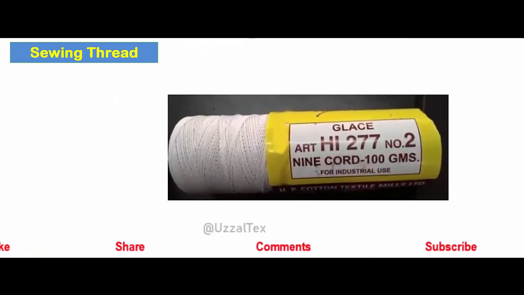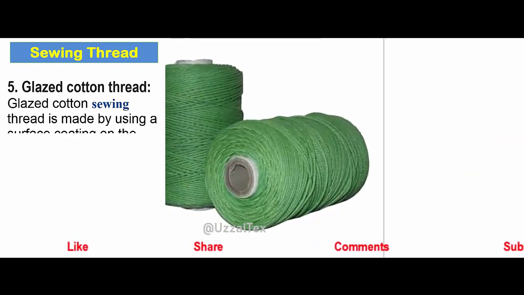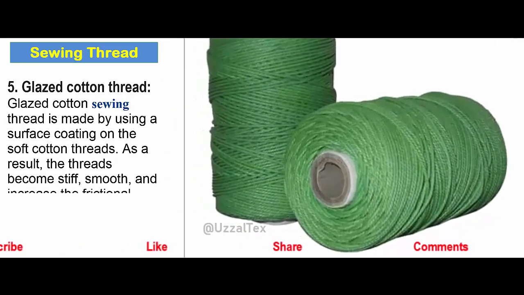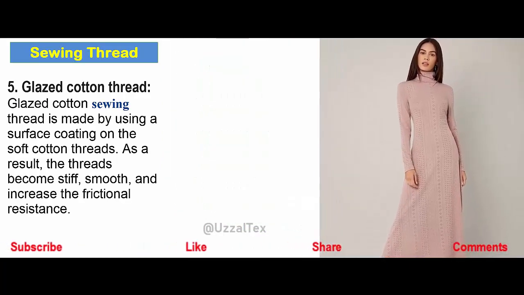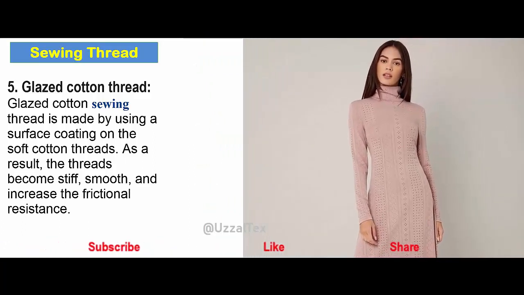Glazed cotton thread. Glazed cotton sewing thread is made by applying a surface coating on the soft cotton thread. As a result, the thread becomes stiff and smooth, and its frictional resistance increases.